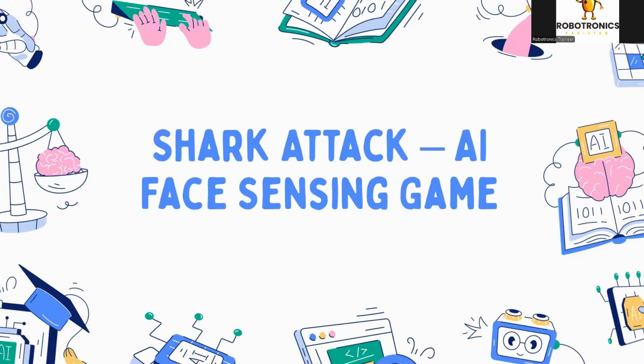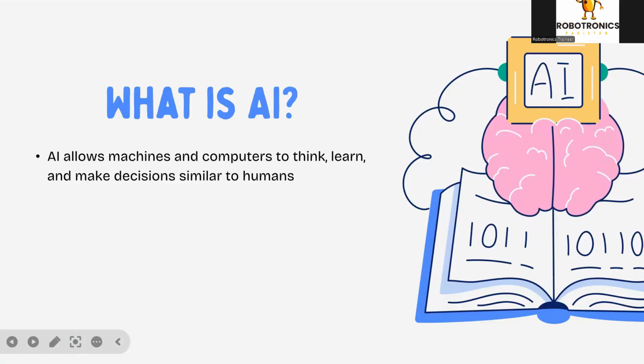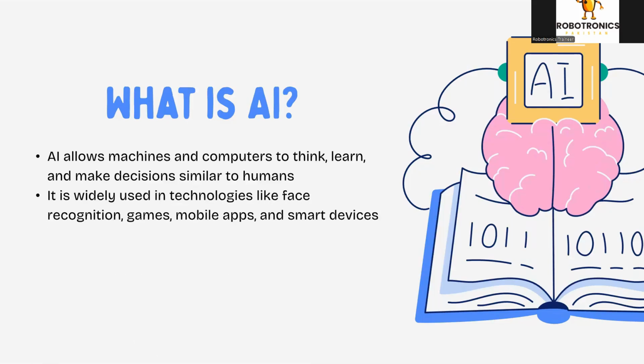We see in the game that Scratch Lab is going to track my nose, the shark. So how exactly does that work? This is going to work with the help of AI. So let's talk about AI first. What is AI? AI allows machines and computers to think, learn, and make decisions similar to humans. It is widely used in technologies like face recognition, games, mobile apps, and smart devices.